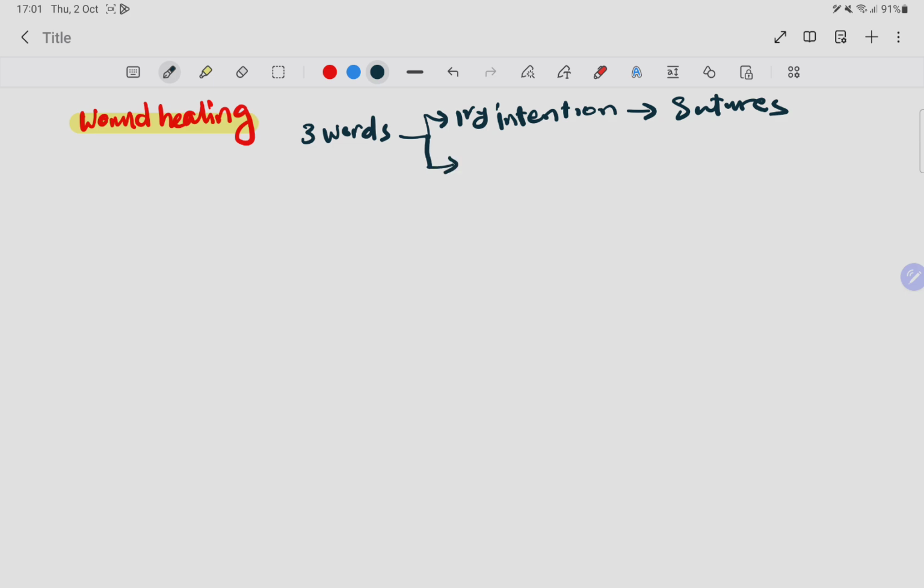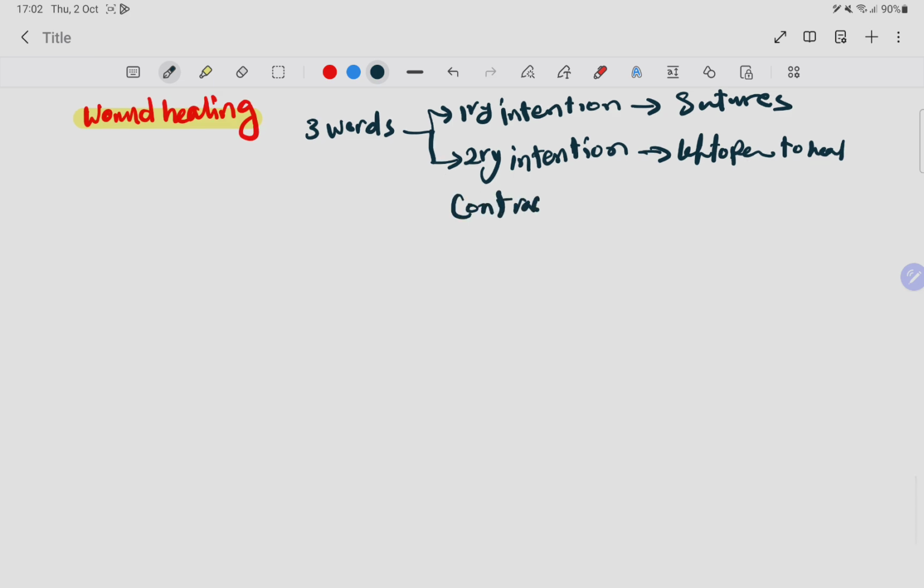Let's talk about secondary intention. Secondary intention means that the wound is left open to heal, left open to heal by a combination of contraction and re-epithelialization. This is when there are no sutures, but it is left to heal by itself.